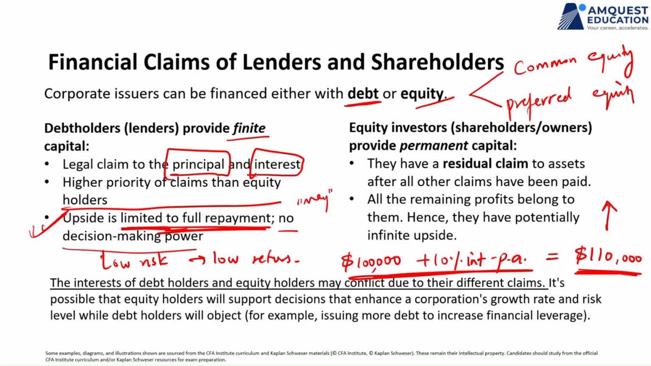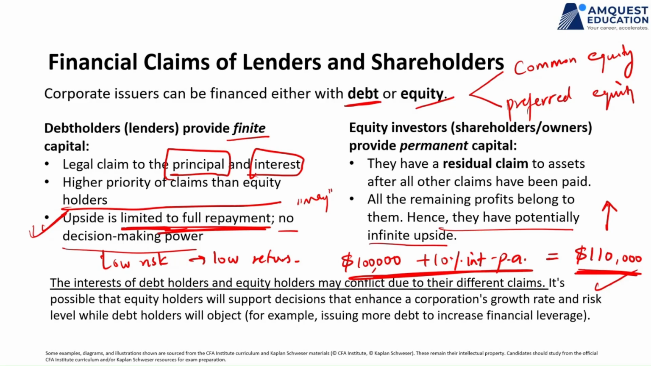They have a residual claim to the assets after all other claims have been paid, which means if anything is left, these guys are the residual owners of those assets. They get the residual claim on assets. All the remaining profits belong to them. Hence, they have potentially infinite upside because after the debt payment of $110,000 has been made, everything can be distributed to the equity shareholders. So they have an infinite upside.